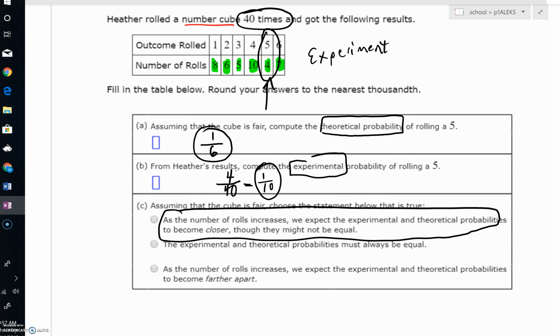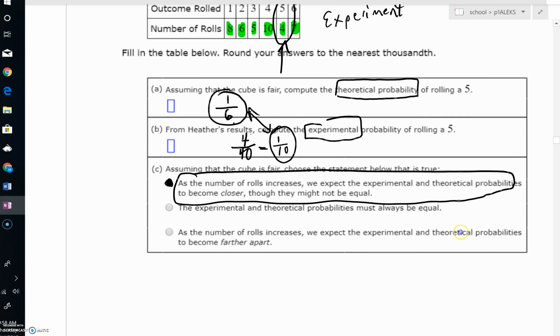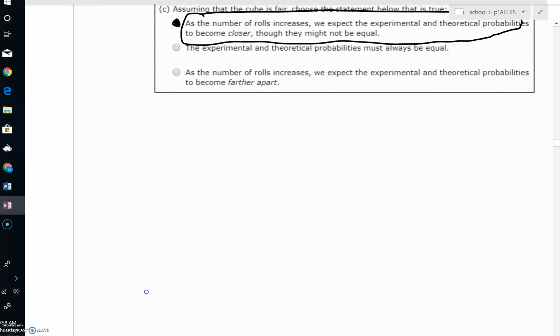So if we rolled 1,000 times, we would picture that these 2 fractions would actually, and this is going to be your general answer, guys, as you increase the number of trials, as you increase doing this a whole bunch for large numbers, that's when you would get to see the experimental become closer to the theoretical. So that's really all we've got for today.